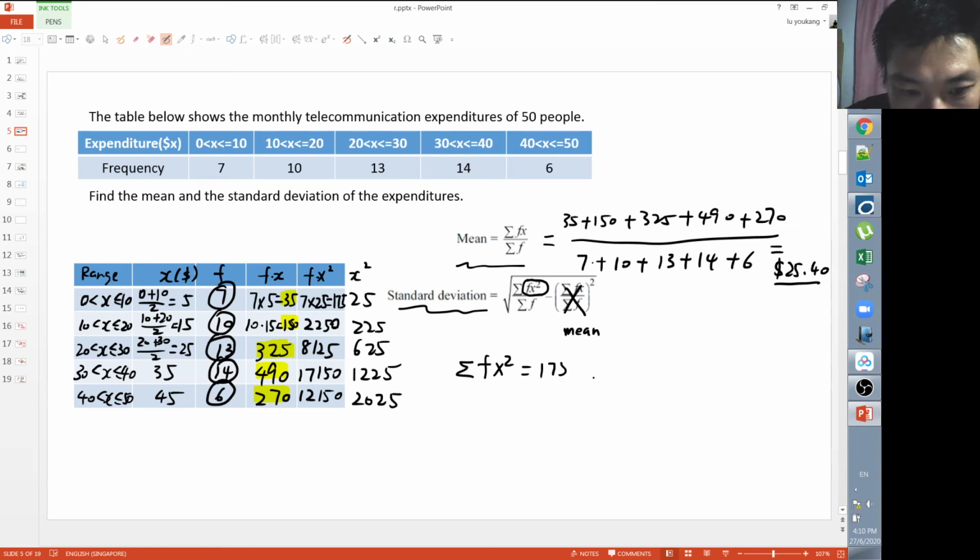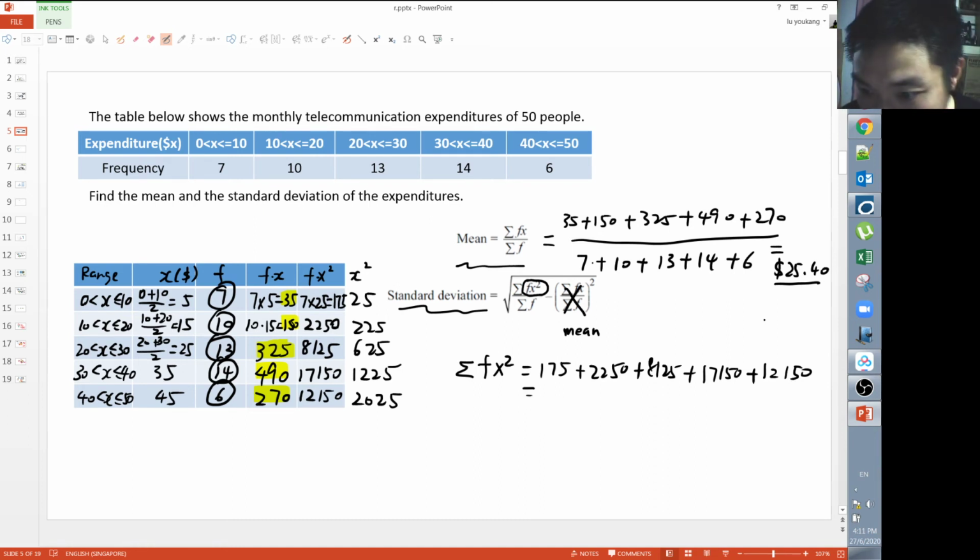Okay, fx squared is equal to 175, 2250, 8125, 17150 plus 12150, and this should give you a value, right? Then what you do is you just take this value. So let me just use my calculator. 175 plus 2250 plus 8125 plus 17150 plus 12150. Okay, you are supposed to get this.